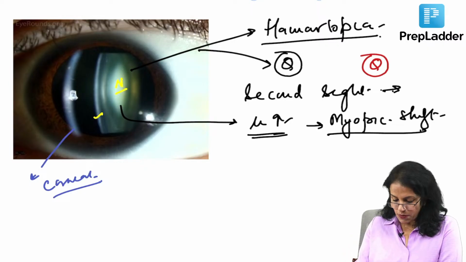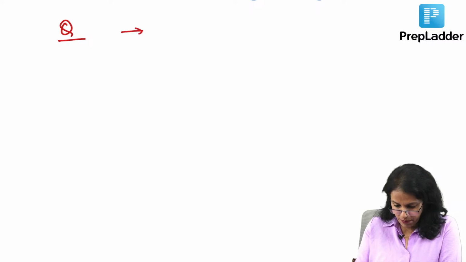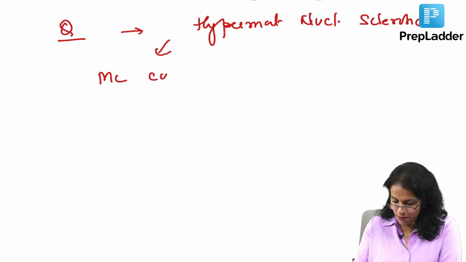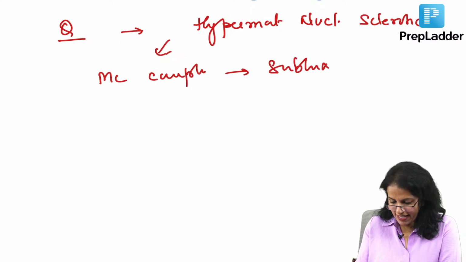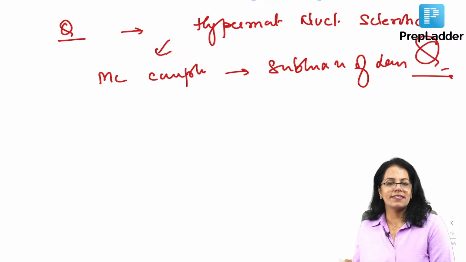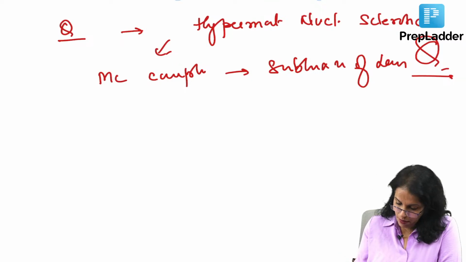Another thing regarding nuclear that we have to know is the most common, of course, it will mature, hypermature nuclear sclerotic cataract. And in this case, what will be the most common complication? Most common complication, we are going to say subluxation of lens, isn't it? This is again your exam question. It is subluxation of lens. Right, guys?